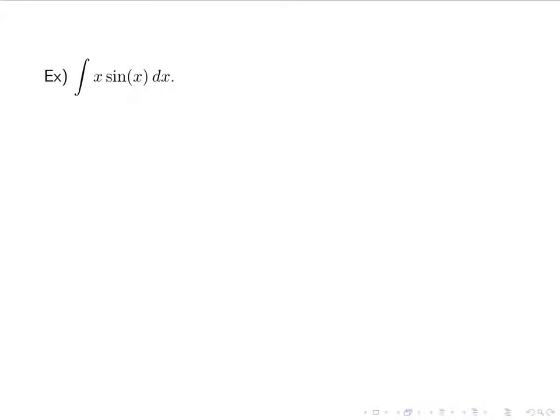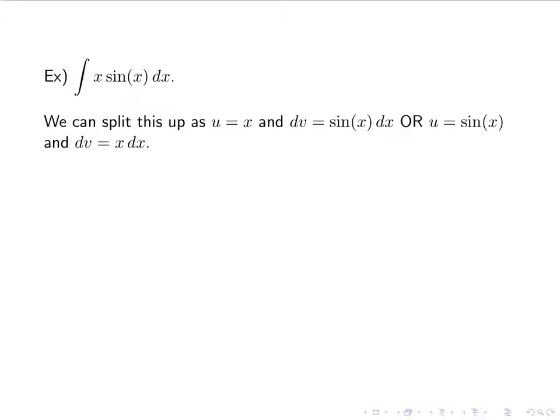So we'll see what this looks like in an example. The integral of x sine of x dx. So we do have a product here, and we cannot use any of the other methods that we know. So what we can do is let u be x and dv be sine of x dx, or u can be sine of x and dv can be x dx. The dv always has the dx, right? Otherwise we won't be able to integrate it.